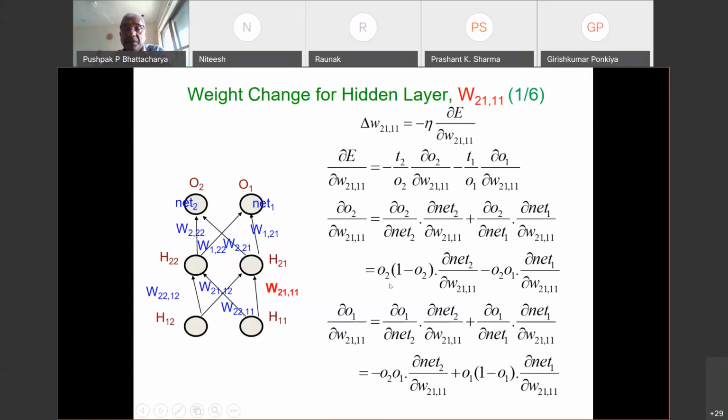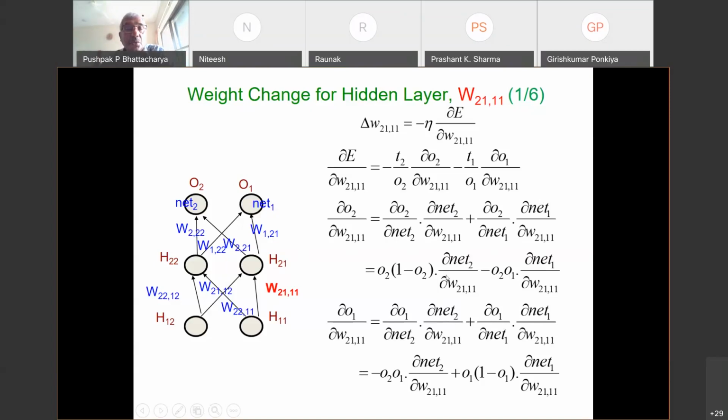Now, delta O2 delta net 2 is O2 into 1 minus O2, own derivative with respect to own input. And delta net 2 delta W211 cannot be made 0 now. Earlier, you would have noted that the derivative of net 2 with respect to the weight was becoming 0 because that weight was not influencing net 2 at all. Now, the weight influences both net 2 and net 1. So delta net 2 delta W I have to bring in. And delta O2 delta net 1 is minus O2 into O1. Okay, product of two different outputs. And delta net 1 delta W.